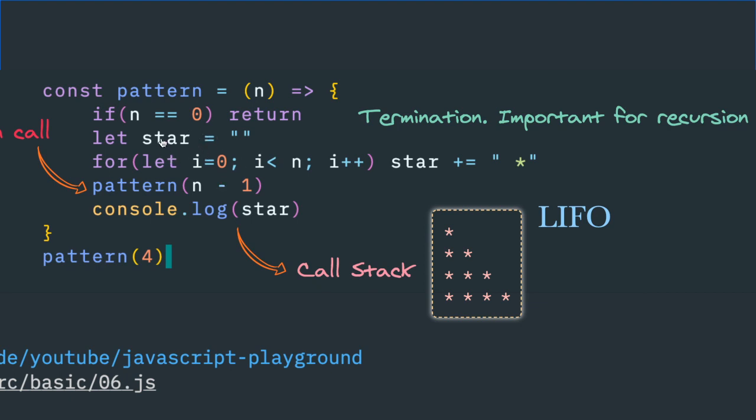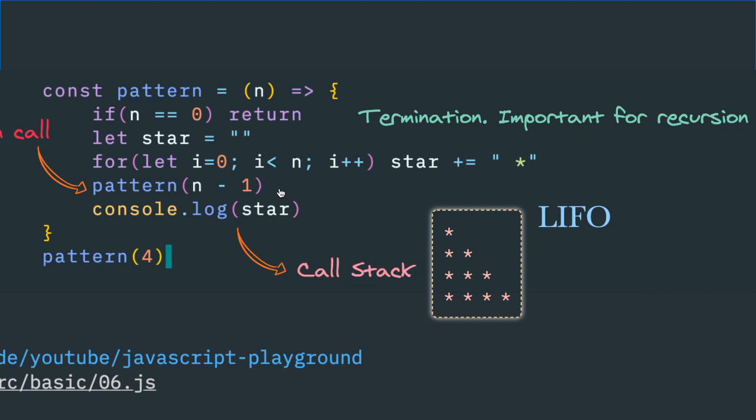And this for loop is very standard. Here we are appending, for example, for n equal to 4, we are creating 4 stars. For n equal to 3, 3 stars, and so on. And if you notice closely, this console.log is printed just after this method call. And it is an important concept known as the call stack.